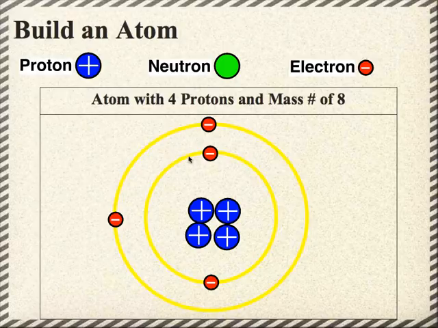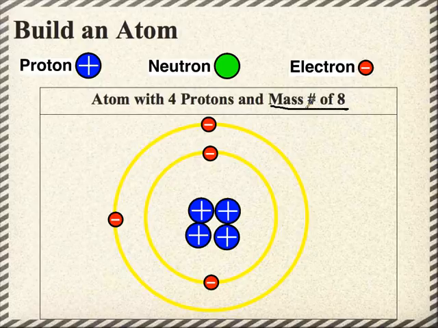But anyway, I now have 4 electrons, so 4 negative particles, and I have 4 positive. So I'm good there. The question becomes, how do I know how many neutrons I need to have in here? Well, there's one thing that tells me that information: my mass number of 8.